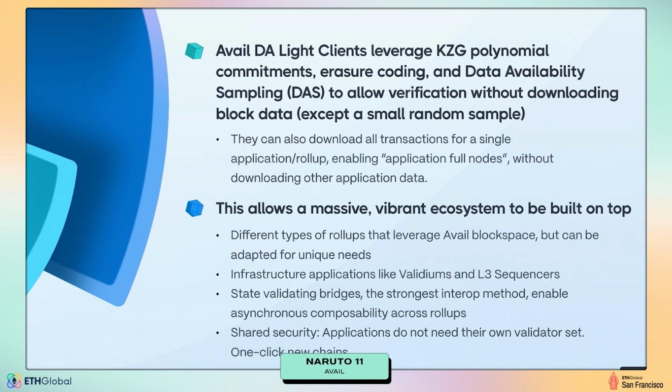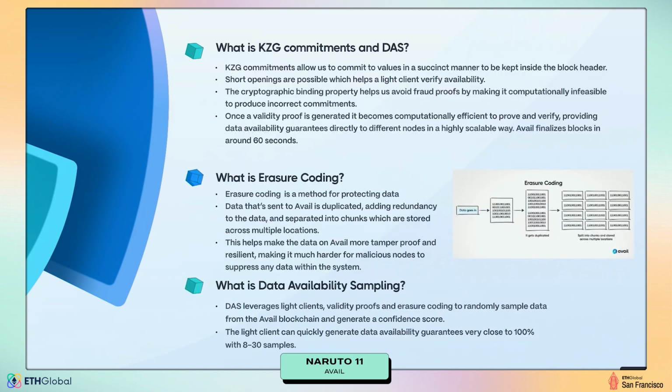Okay, so Avail DA Lite clients leverage KZG commitments. What KZG commitments basically mean, and I'm just going to go forward for a second, is that they commit to the values of anything in a succinct manner. You generate very small proofs, which makes it easier for Lite clients to verify the availability.